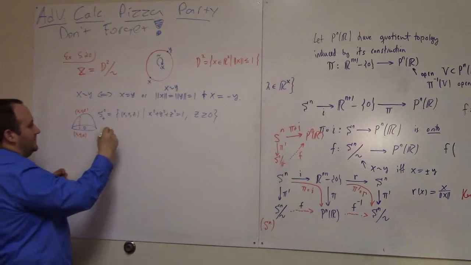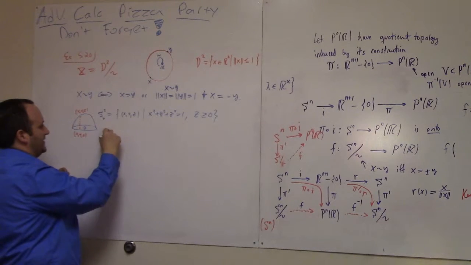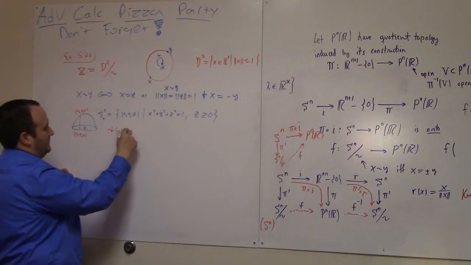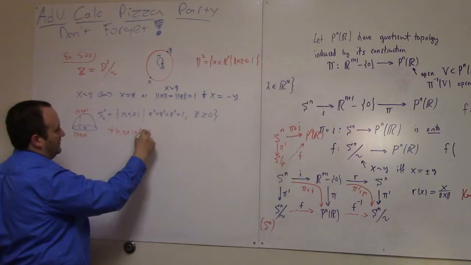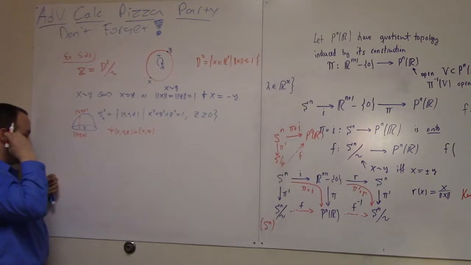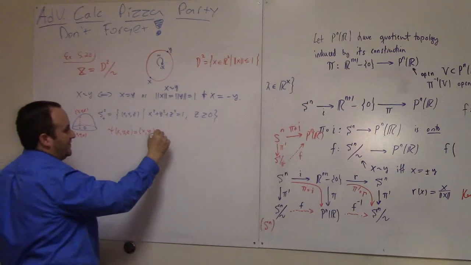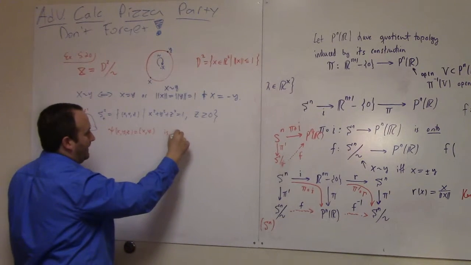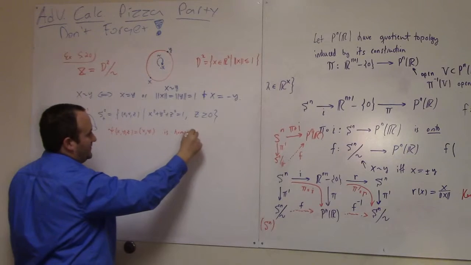So we have that mapping, let's give it a name: psi of x, y, z equals x, y, where we're of course identifying D with D cross 0. This is a homeomorphism. What's the inverse?